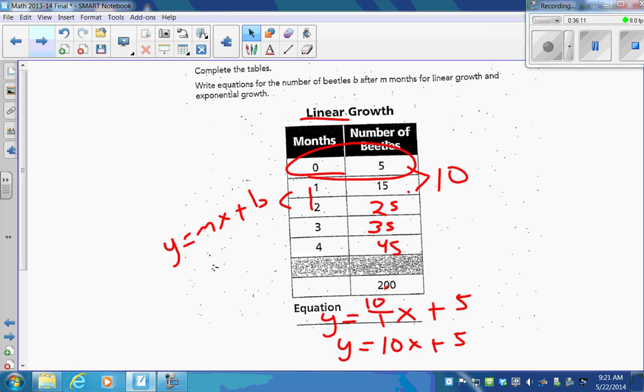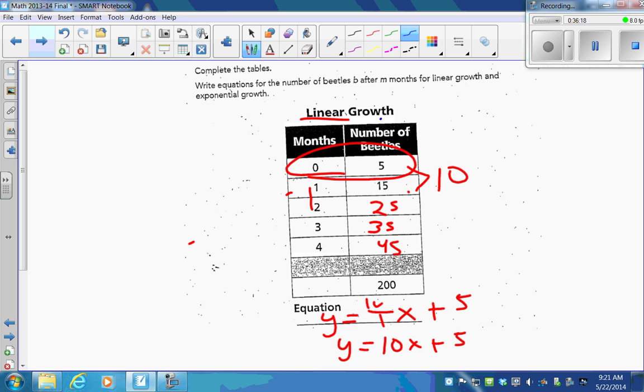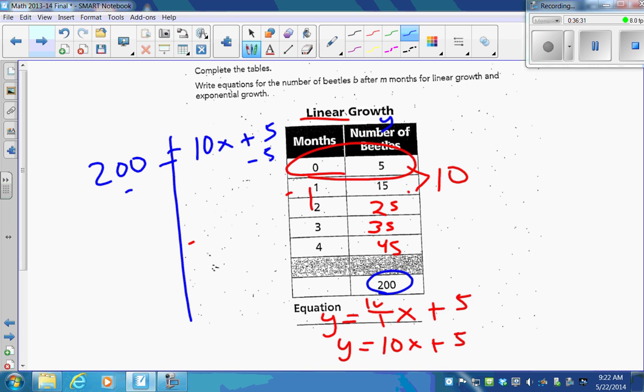So there's a couple ways I could do this. You could count all the way up to 200 for this one right here, or you could just put 200. Since this is my y, you could just put this 200 in for y. So I could have 200 equals, just use your equation that you just made. You know how to do this right here. Minus 5, minus 5. 10x equals 195, divided by 10, divided by 10, x equals 19.5 months.